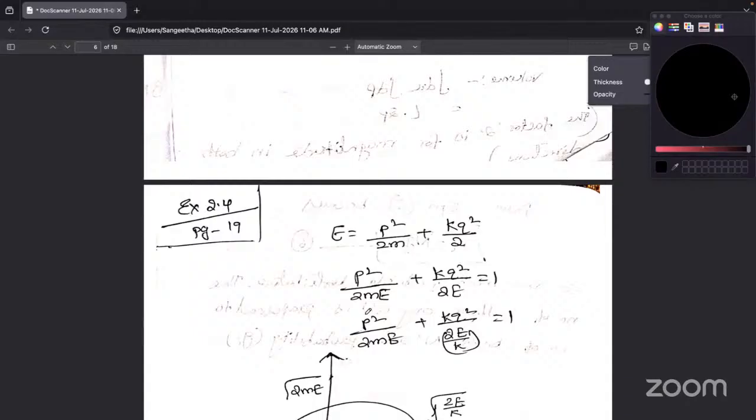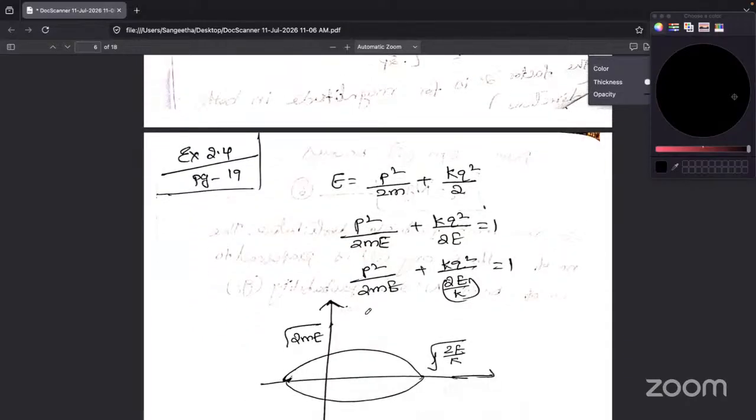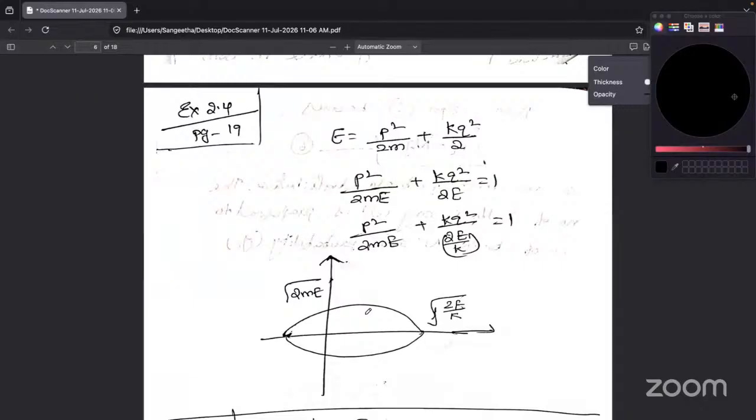Next, I am writing this one as x square by a square plus y square by b square. There is a formula in maths, the ellipse formula, I think. In this format I am writing: p square by 2mE plus q square by 2E by k equal to 1.